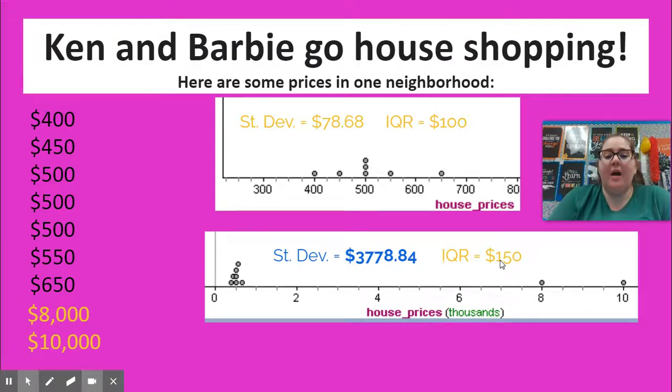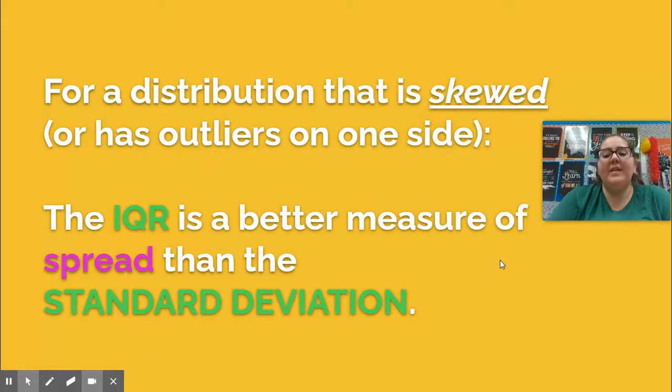So when we talk about how spread out values are, if it's skewed or has really big outliers, the IQR, interquartile range, is going to be a better measure of spread, because standard deviation and range are going to be very highly affected by outliers and skew.